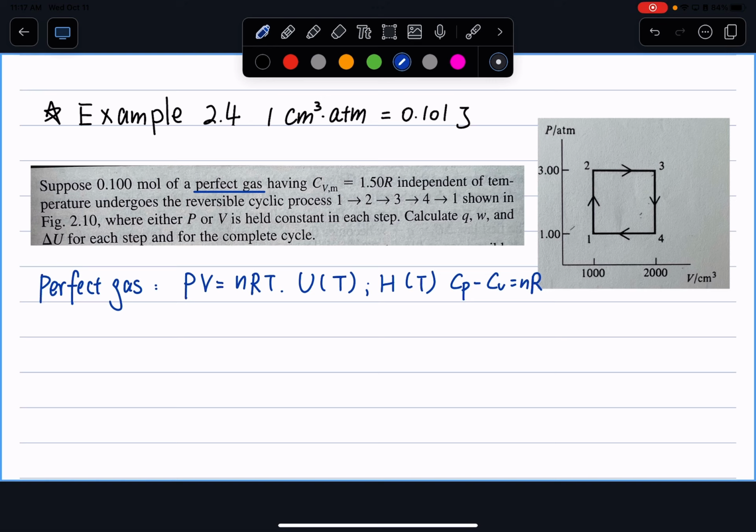That's a relationship between your heat capacities. Or in molar heat capacities, CPM minus CVM equals R. The molar heat capacity is just the heat capacity divided by the number of moles, just to simplify it. In this case, the question gives us CVM equals 1.5 R, so we can write CVM equals 1.50 R, and CPM equals 2.5 R.